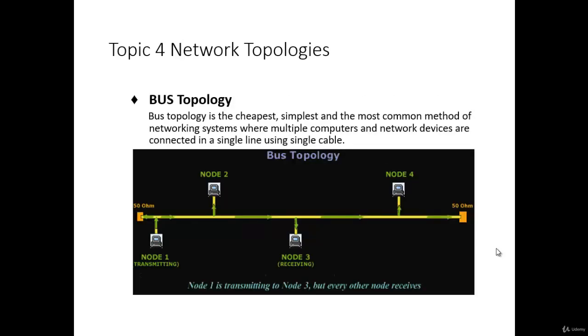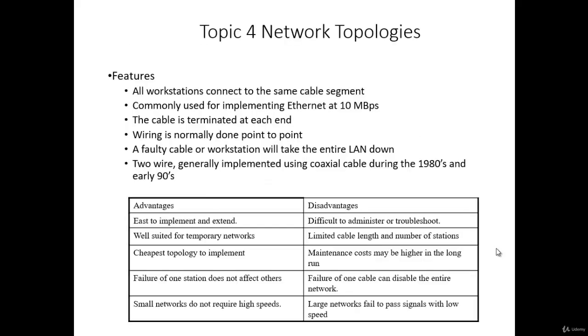Bus topology is the cheapest, simplest, and the most common method of networking system, where multiple computers and network devices are connected in a single line using a single cable. Features: all workstations connect to the same cable segment, commonly used for implementing Ethernet at 10 Mbps. The cable is terminated at each end. Wiring is normally done point to point. A faulty cable or workstation will take the entire LAN down. Generally implemented using coaxial cable during the 1980s and early 90s.